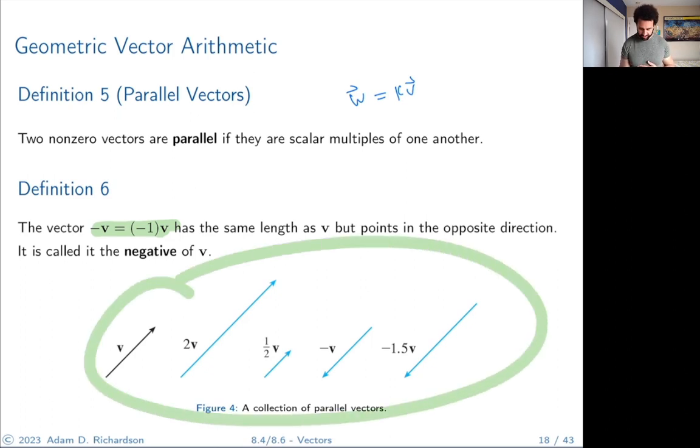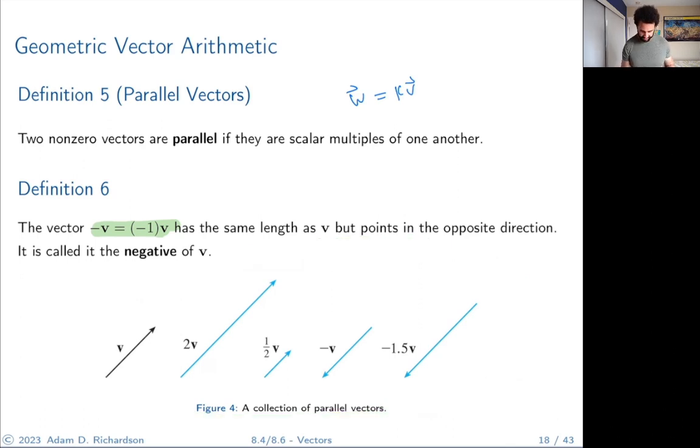Down here I have some examples of how you can change v, but still keep a bunch of parallel vectors. This is the vector v. This is the vector 2v. Notice it's the vector v, but it's been stretched by a factor of 2, so it's twice as long, but in the same direction. It's traveling the same direction, but twice as far. This vector, half v, has been shrunk down: the same direction, but half the distance.